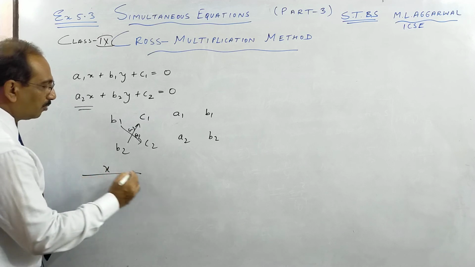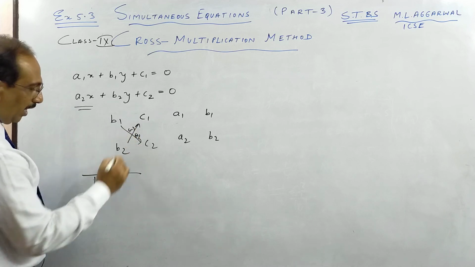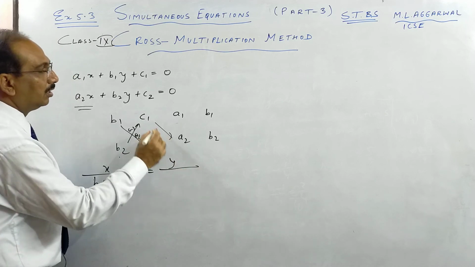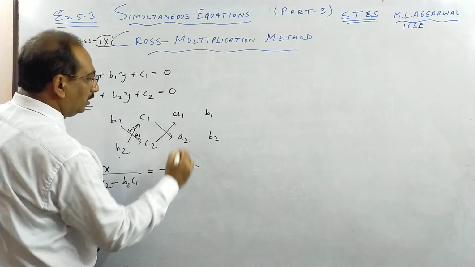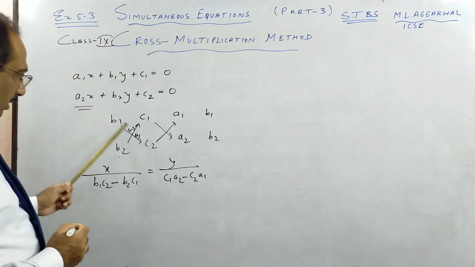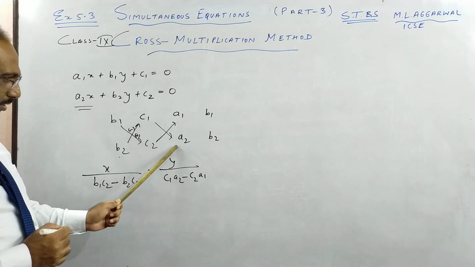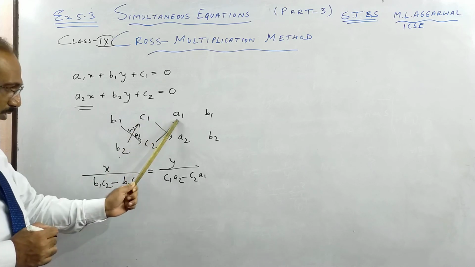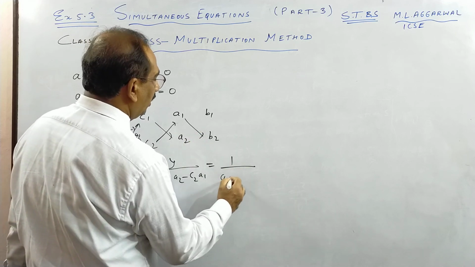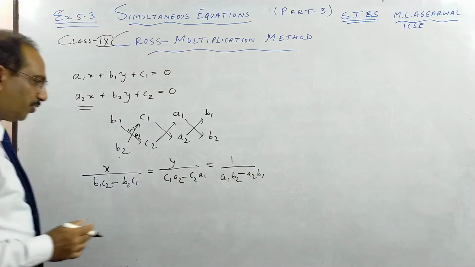So this formula you remember: x upon b1 c2 minus b2 c1, y upon c1 a2 minus c2 a1, equal to 1 upon a1 b2 minus a2 b1. So this format you remember.